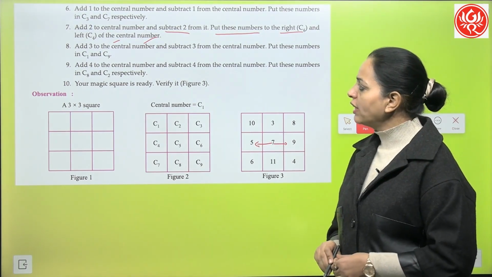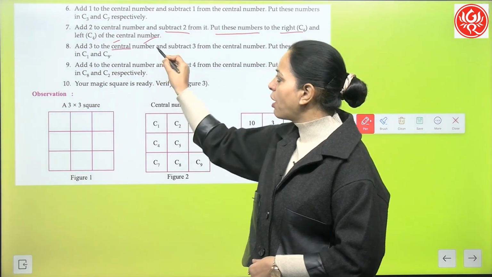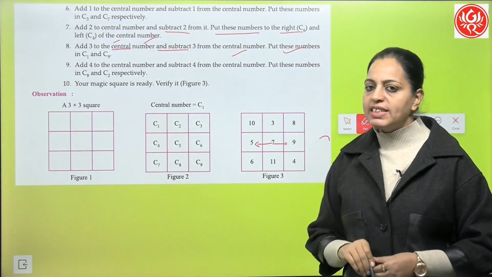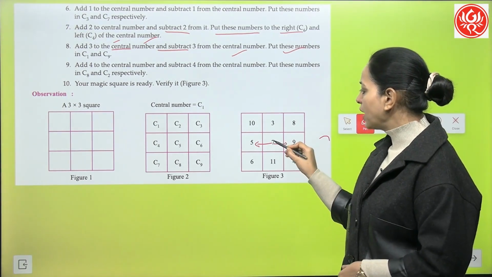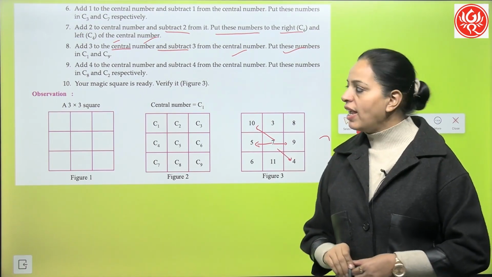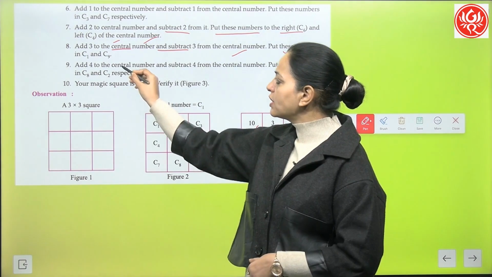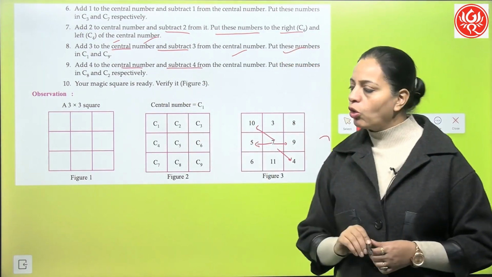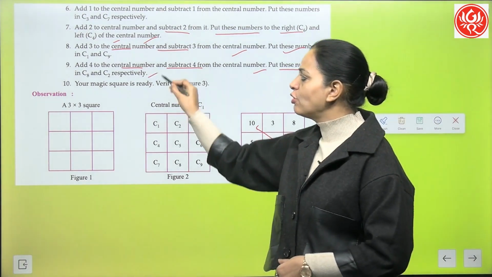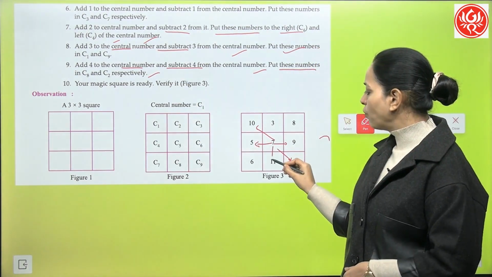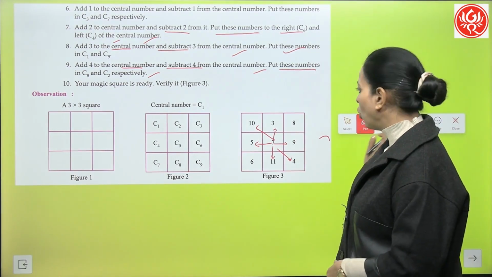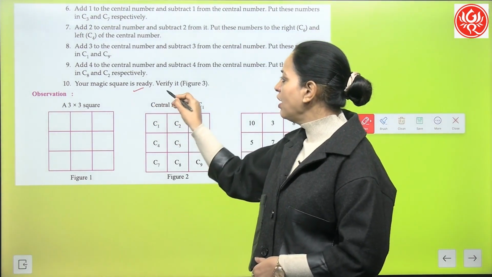Okay. Now the next, add 3 to the central number and subtract 3 from the central number. Put these numbers in C1 and C9. Now 7 plus 3, 10. 7 minus 3, that is 4. Like this, add 4 to the central number and subtract 4 from the central number and put these numbers in C8 and C2 respectively. So 7 plus 4, 11. 7 minus 4, 3. Okay. Now your magic square is ready.